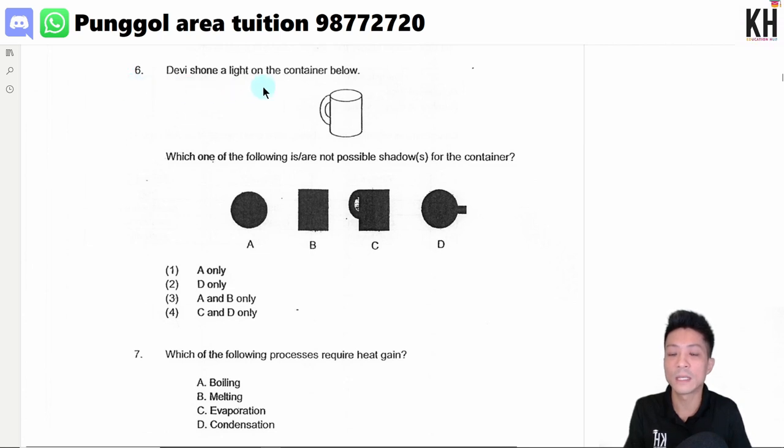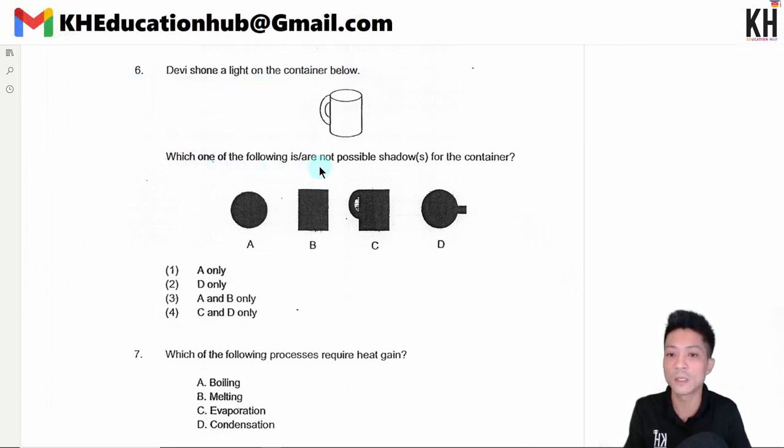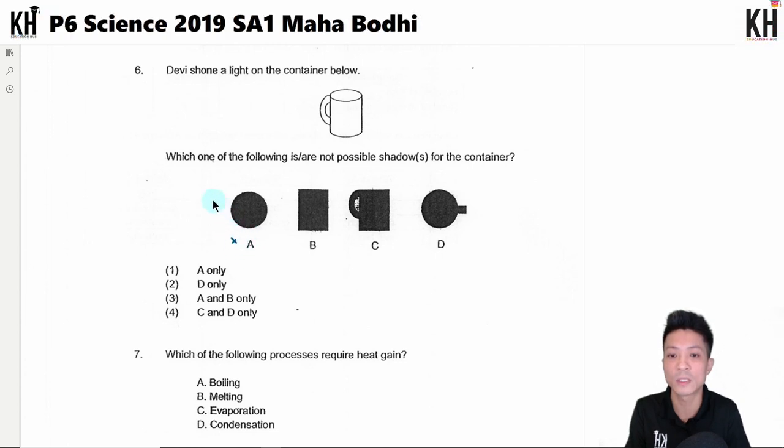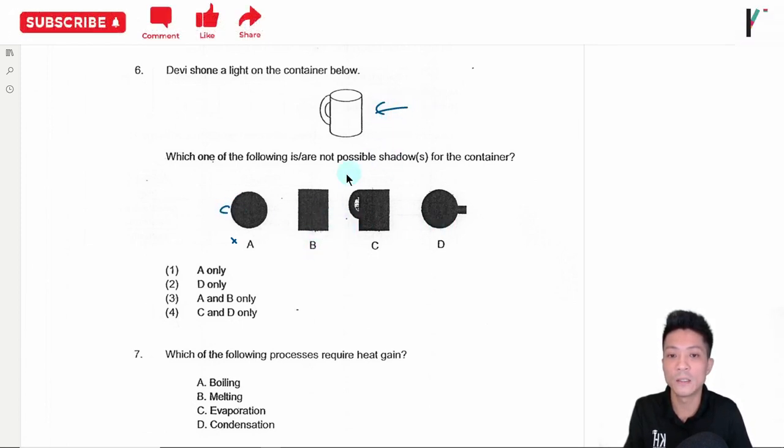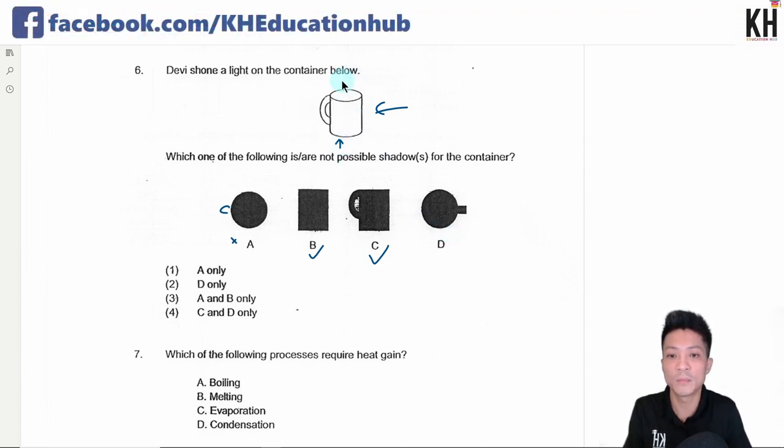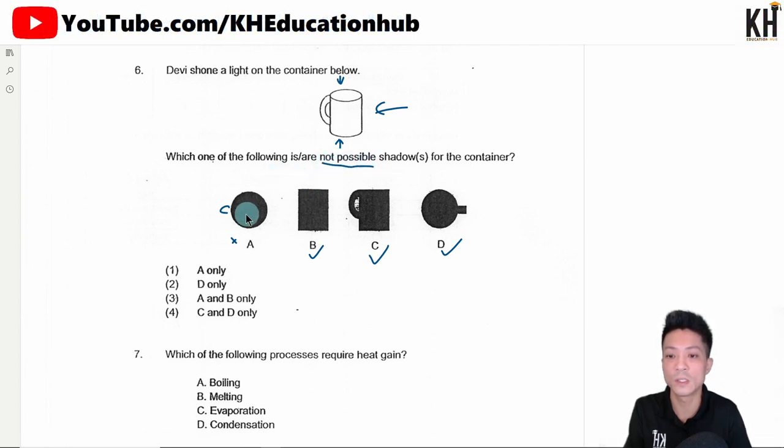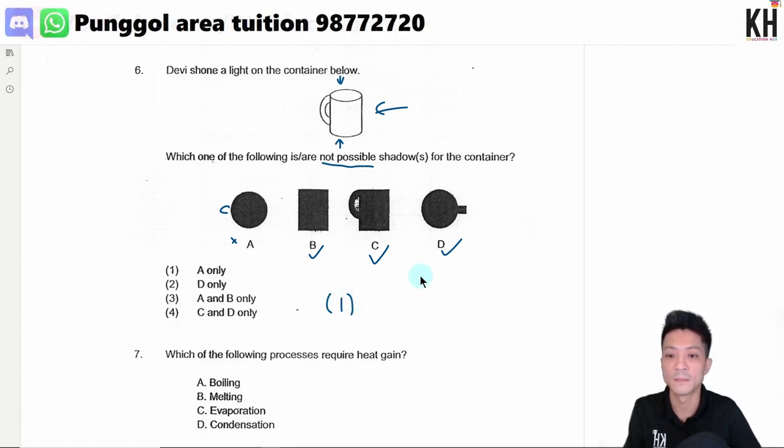Question 6. Debbie shone a light on the container below. Which of the following is not a possible shadow for the container? A doesn't look like it's possible because the handle is missing. B is possible if you shine in this direction. C is possible if you shine in this direction. And D is possible if you shine from either the bottom or the top. They're asking for which of the following is not possible. Since it's not possible, the answer will be number 1.